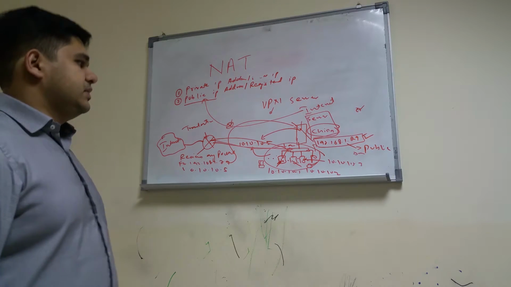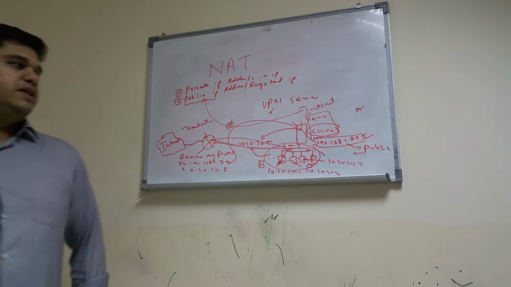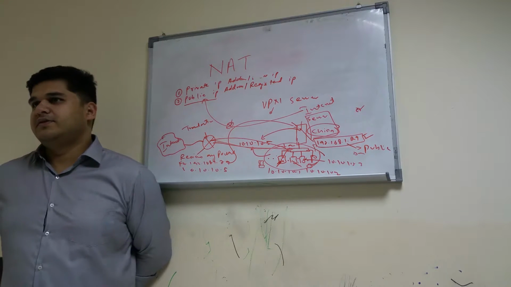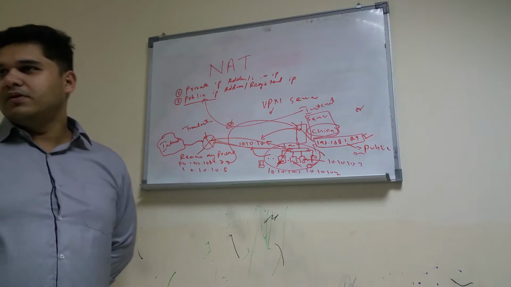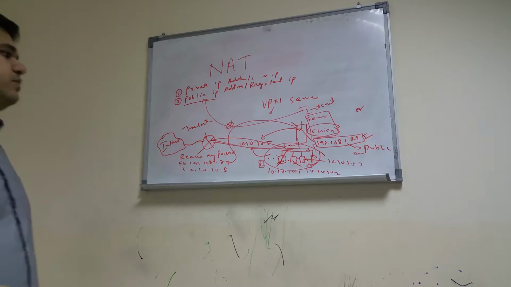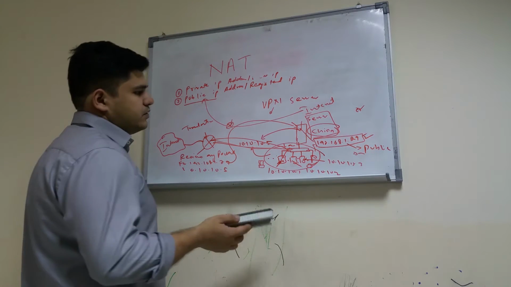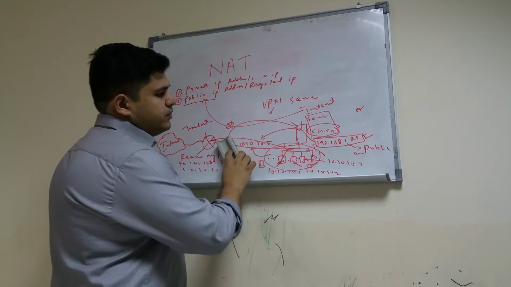But this is not automatic. You have to define this thing. How would your router know what your public IP and your private IP are? So you have to define this translation through commands. Now I will show you.